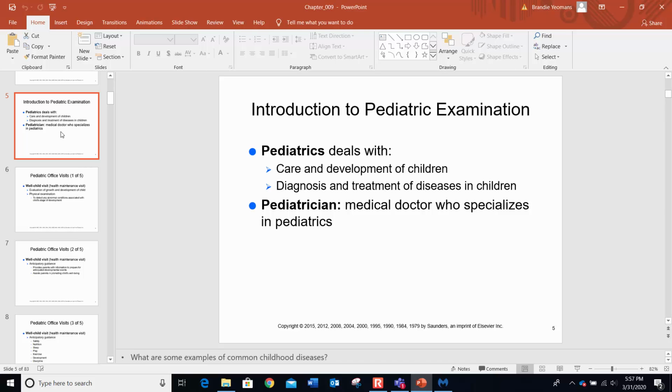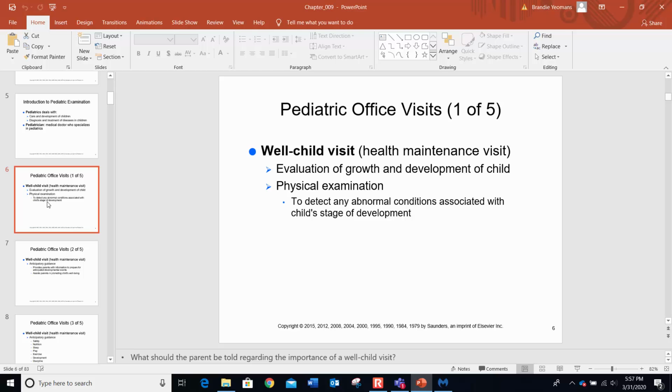So let's begin here on the first slide, and I'm going to go through these rather quickly and talk about pediatrics. Basically this deals with the care and the development of children, as well as diagnosing and treating the diseases in children. And of course we know that the person that takes care of the children and specializes in pediatrics is the pediatrician. We have got some great pediatricians in our area.